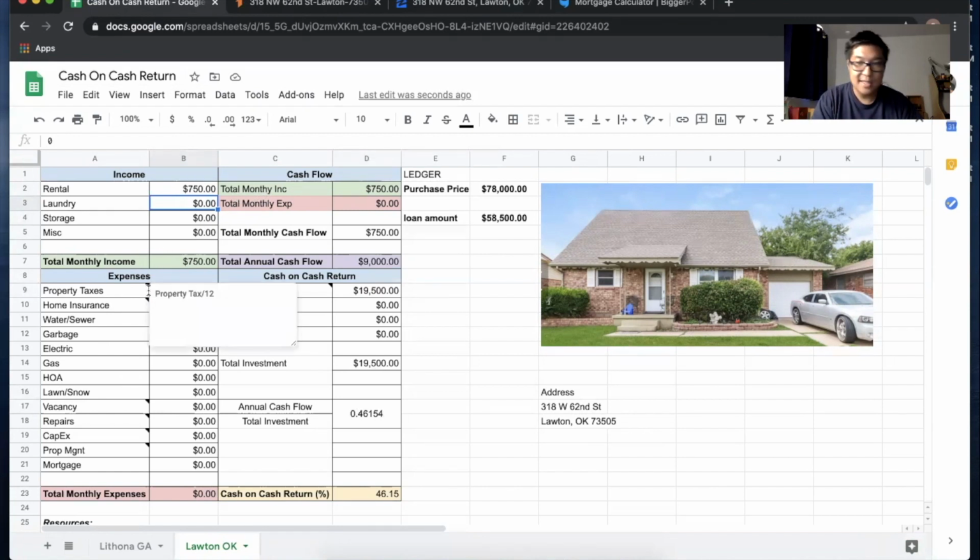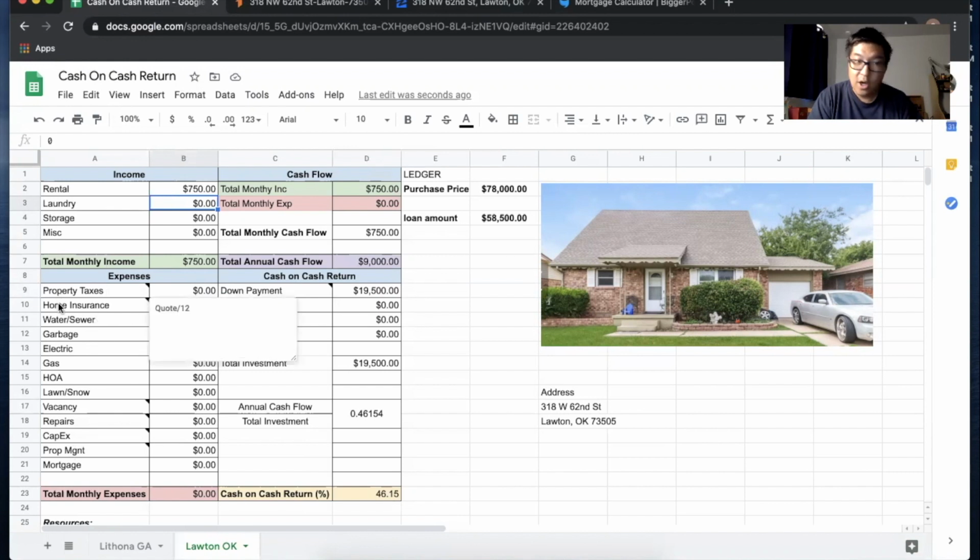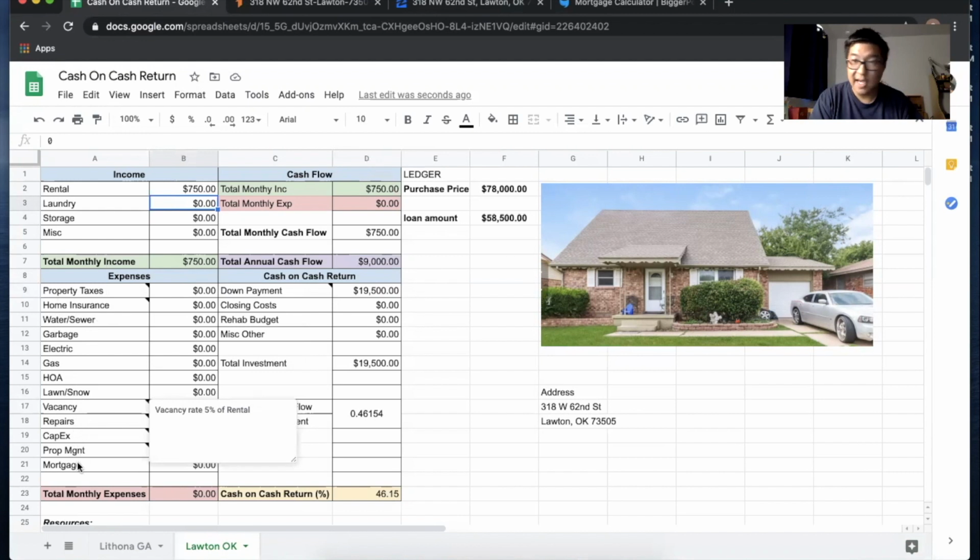Now the expenses, there's a good amount of expenses. Typically here is what property owners pay. They pay property taxes, homeowners insurance, water, sewer, electric, gas, HOA dues, lawn or snow, vacancy rates, repairs, capex, property management, and ultimately finally your mortgage. Now we're going to go through all of these. I'm going to explain what all these are. There are some terms in here that might be a little confusing, but we'll talk about that soon.